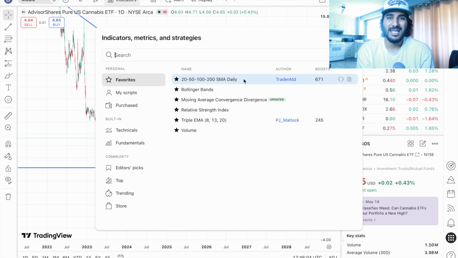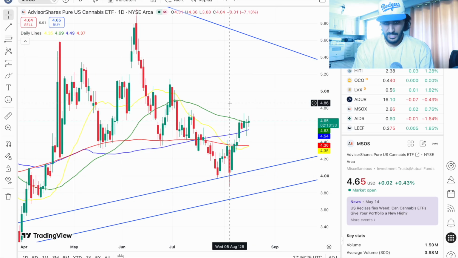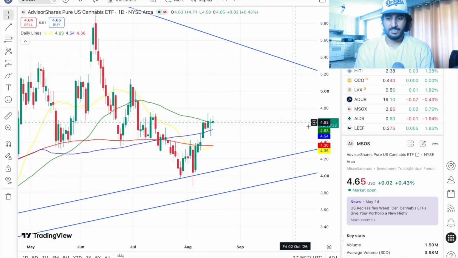So if you don't have this added to your chart, go to indicators, make sure the author is Trader ATD, and it's 20, 50, 100, 200. What we do then is we're going to click it. It's now on our chart. And now we want to see how the price action has been related to these SMAs.